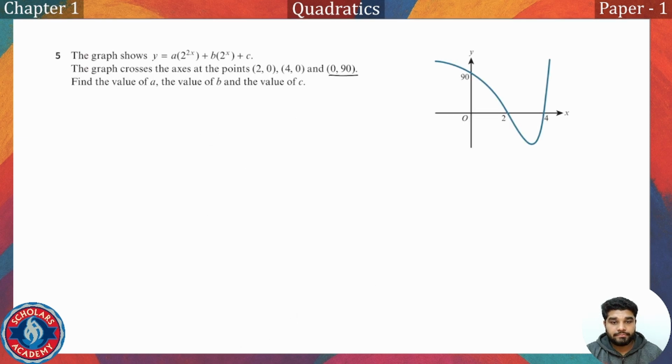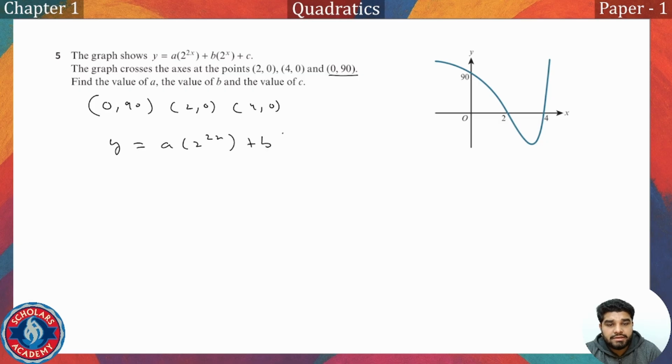Okay, so we have equation y is equal to a 2 raised to power 2x plus b 2 raised to power x plus c. And we are given that this particular curve is passing through these 3 points. We need to find a, b, and c. Let's simplify it. So the 3 points are 0, 90, 2, 0, and 4, 0. The equation is y is equal to a 2 raised to power 2x plus b 2 raised to power x plus c. Alright, let's substitute the values.